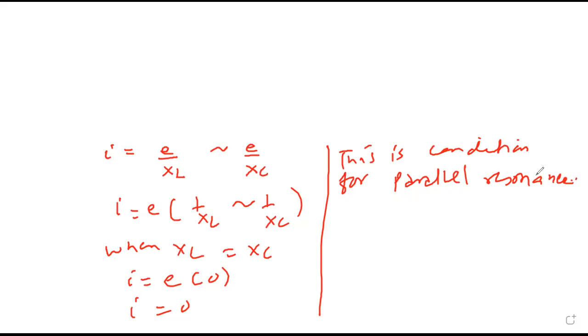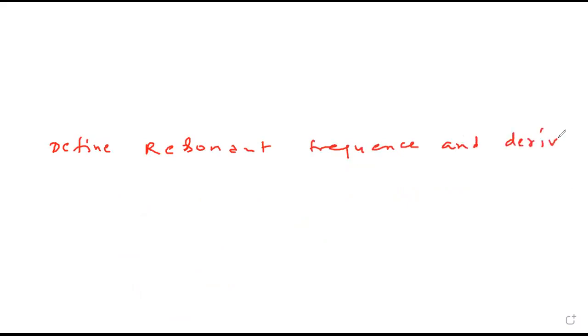Done, sir. So in series resonance, we got current maximum. In parallel resonance, we are getting 0. Now define resonant frequency and derive its expression.